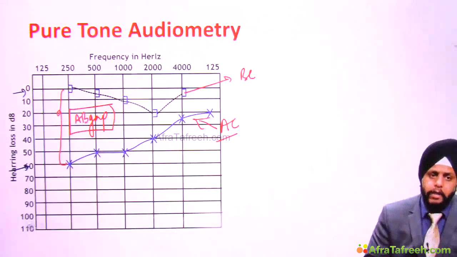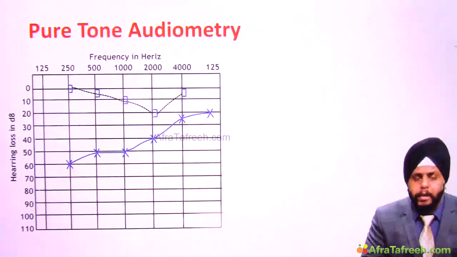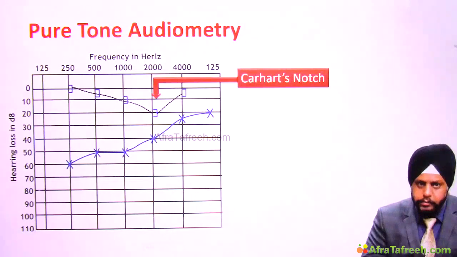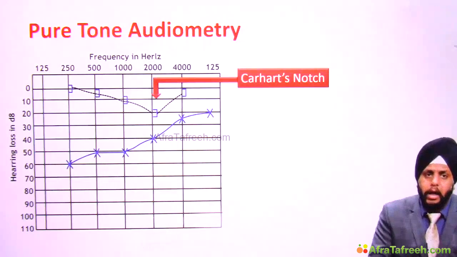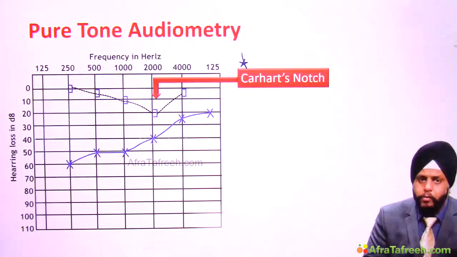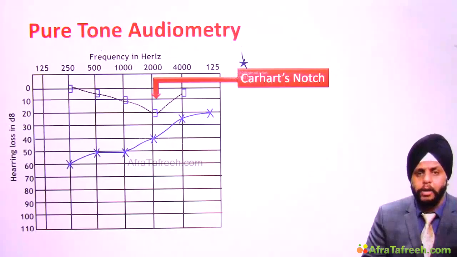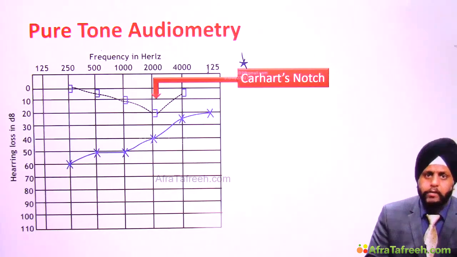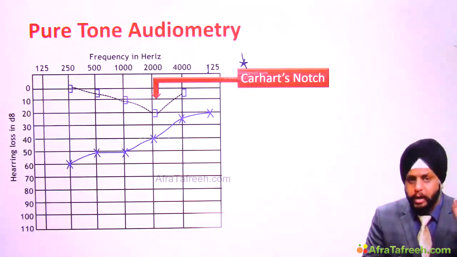Okay, anything else that we see? Yes, we see a dip at 2000 hertz of bone conduction. Okay, this dip at 2000 hertz of bone conduction is known as Carhart's notch. Now there are three things you should know about this notch. What are the three things? Number one, this is a dip in bone conduction. As I taught you earlier, we see the dip only in the bone conduction. Okay, so this is a dip in bone conduction.